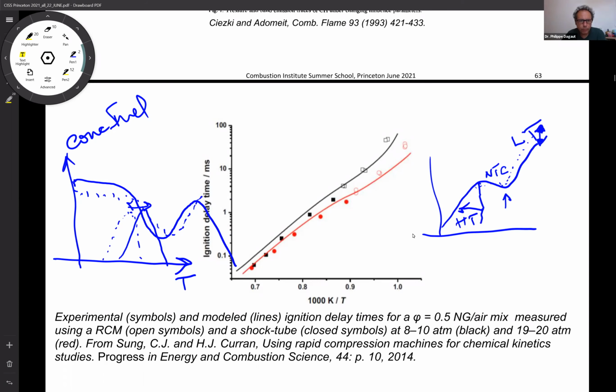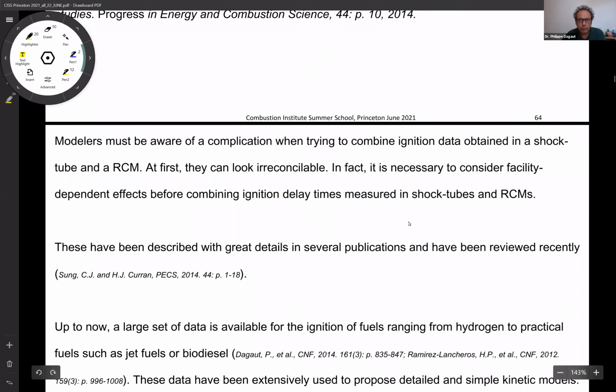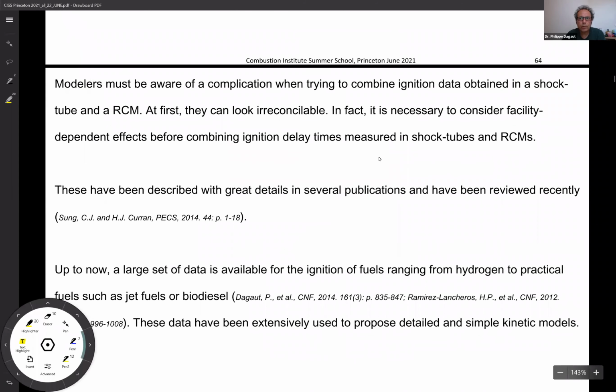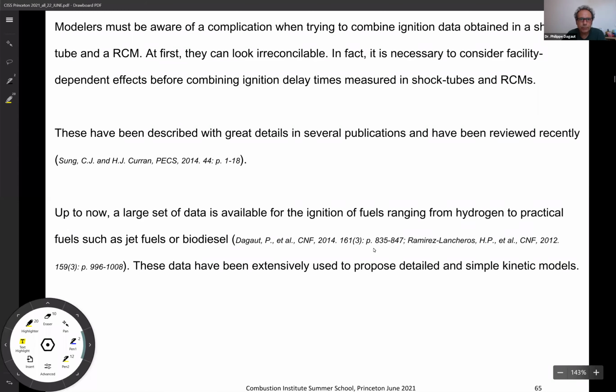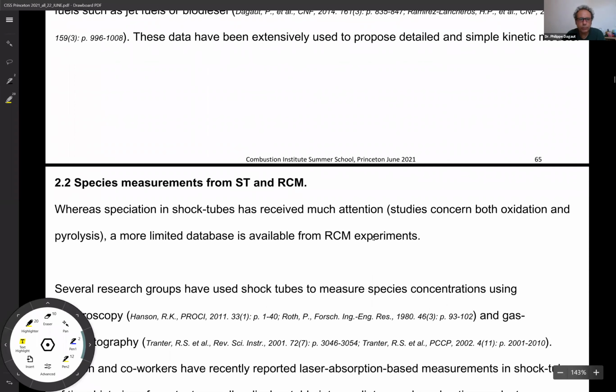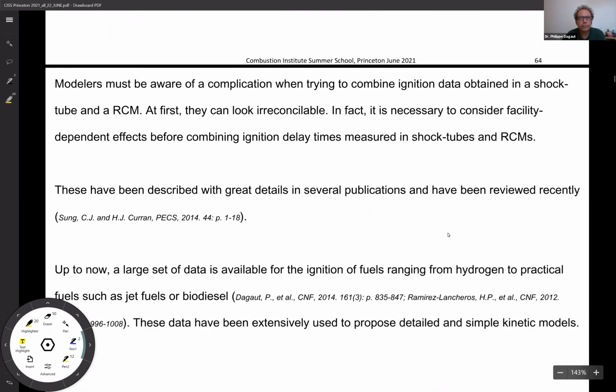So yes, we need to be careful when we use this data, and it's easier when you are both experimentalist and modeler. Then you know what the potential problems with your own data are, and maybe you will not try to push things too far. I will stop here because then I will start to describe speciation, which is a different topic.